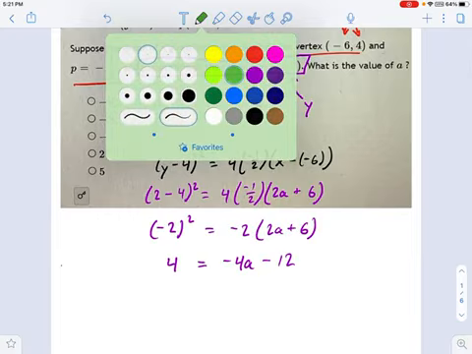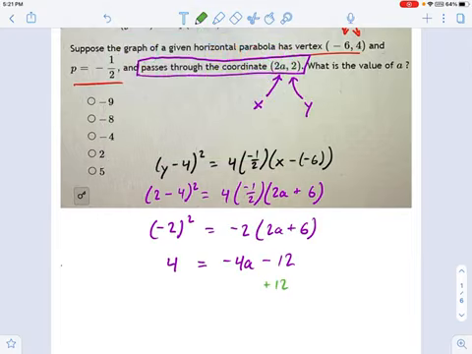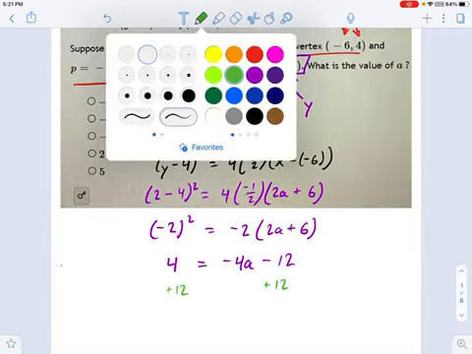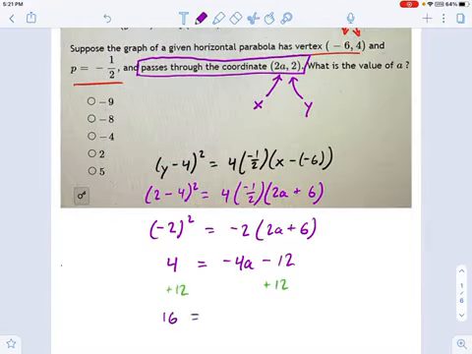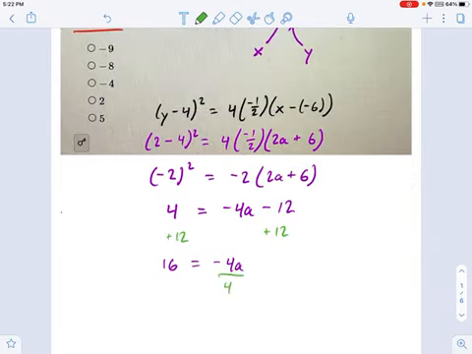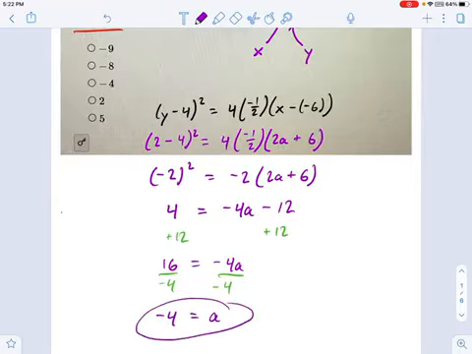And let's just balance the equation. I'm going to add 12 to each side. Okay, so now we get 16 equals negative 4a. And you can probably see where this is going. We're just going to balance this up by dividing each side by negative 4. And what do we get? We get 16 over negative 4 is negative 4, and that's a. Okay, so we just solved for a in our parabola.